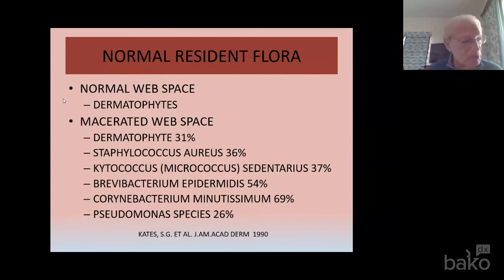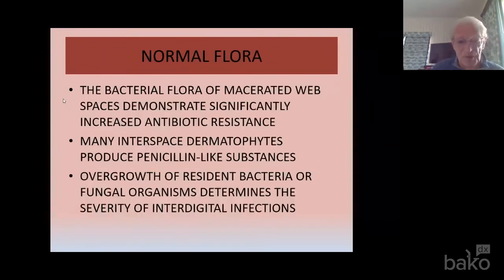So looking at the web spaces in a normal individual, they typically are colonized with dermatophytic fungi. However, when the web spaces become macerated, we begin to get overgrowth of certain organisms, and you'll notice that these are both bacterial as well as fungal, and they are both gram-positives as well as gram-negatives. So once we have a macerated web space, you cannot just automatically assume that it is just a fungus or just a gram-positive or just a gram-negative.